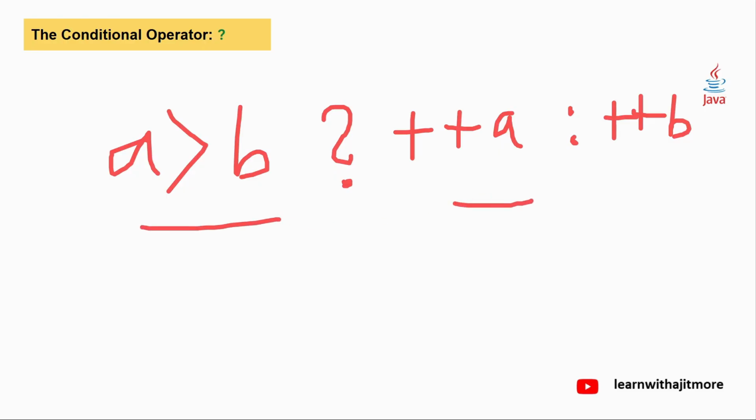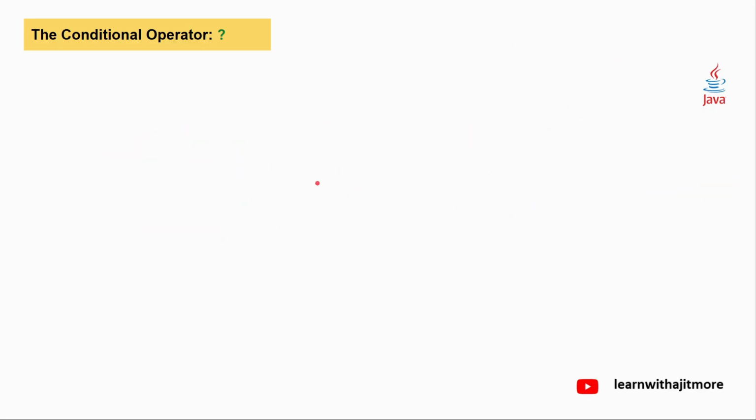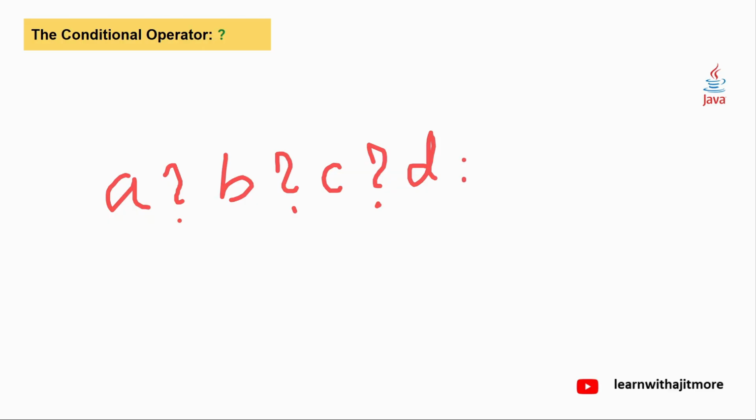It will not evaluate all three. It will only evaluate the condition, and if true, then this or this. And here you can have the nested concept also. Like I write A question mark B, then suppose I write question mark C, question mark D, then colon E, colon F, colon H.